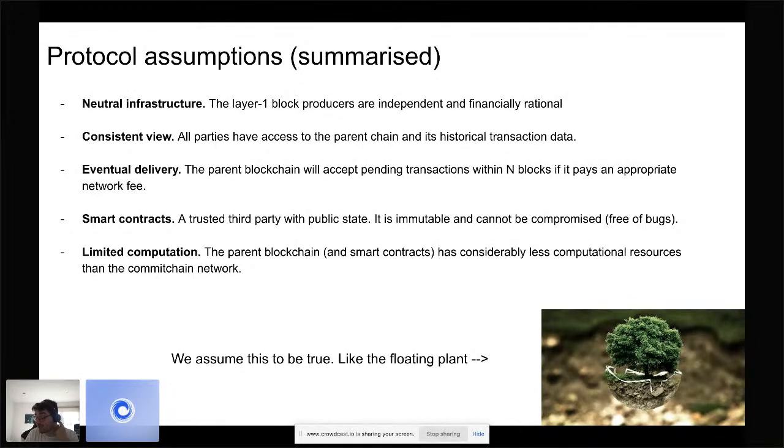And finally, because we care about blockchain scalability, we have to assume the parent blockchain, Ethereum, the layer 1 blockchain, has limited computation. It has considerably less computation than the layer 2 network, because otherwise it's not a scalability solution. So we have to assume that it's like a computer from the 1970s. It's very slow, it's very expensive, and it can't do a lot.